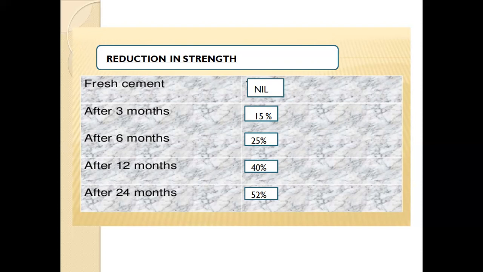So the cement should be stored in such a way that it is used as early as possible, and the bag received first should be used first. So these are the points: the adulteration, storage of cement, and effect of storage of cement.